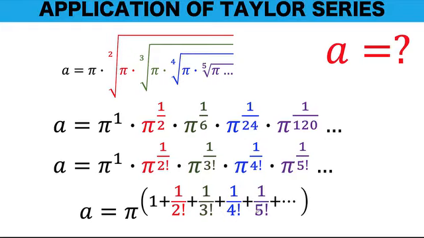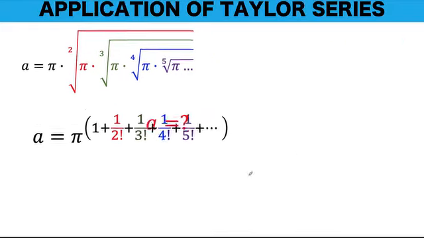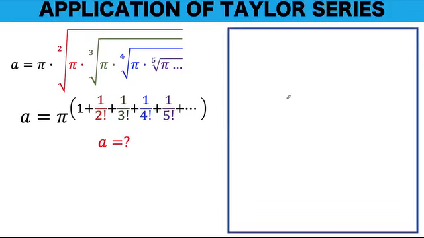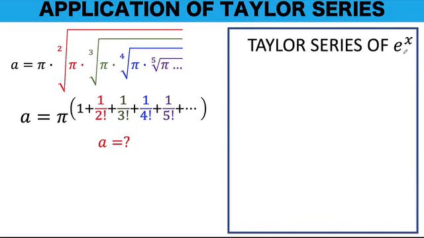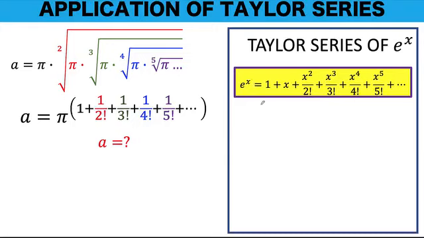This kind of series is familiar to us because this looks like what we call the Taylor series expansion of e to the x. And let's recall that the expansion of e to the x is equal to 1 plus x squared over 2 factorial plus x cubed over 3 factorial plus x to the fourth over 4 factorial, and continue the pattern.